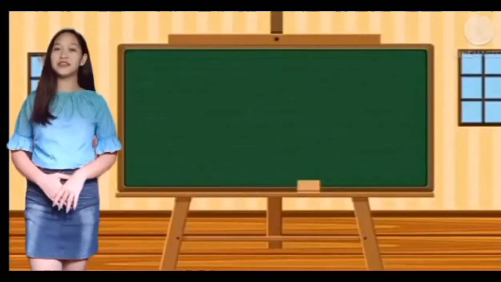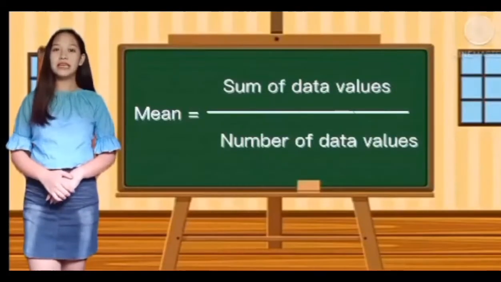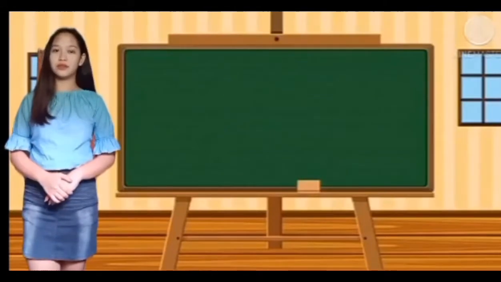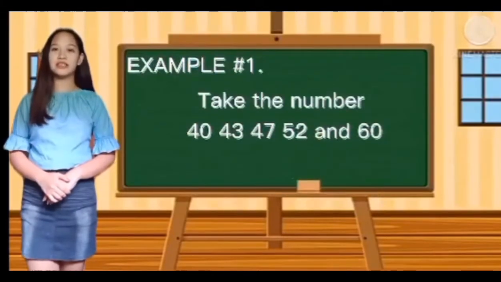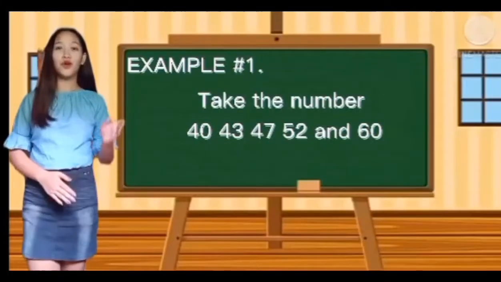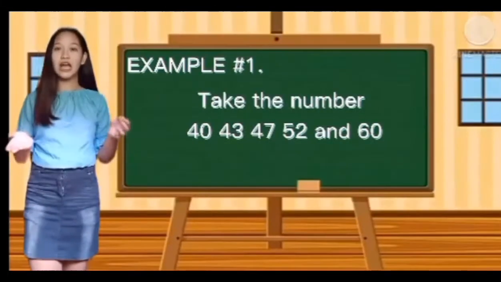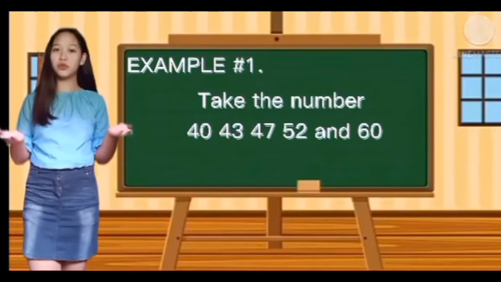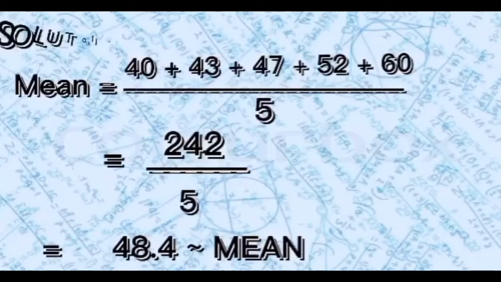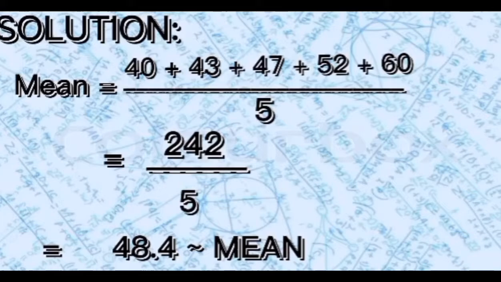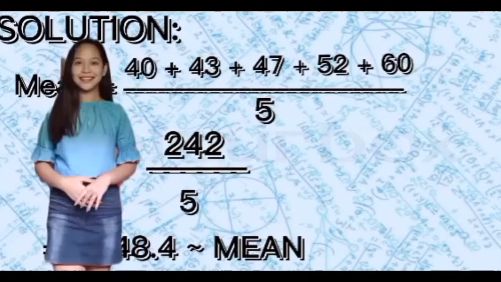In finding the mean of a set of data, we need to use this formula. Mean is equal to the sum of data values over the number of data values. For us to fully understand what mean talks about, let's do this example. Take the numbers 40, 43, 47, 52, and 60. The sum of the data values is 242, divided by the number of data values, which is 5. Therefore, the arithmetic mean is 48.4.